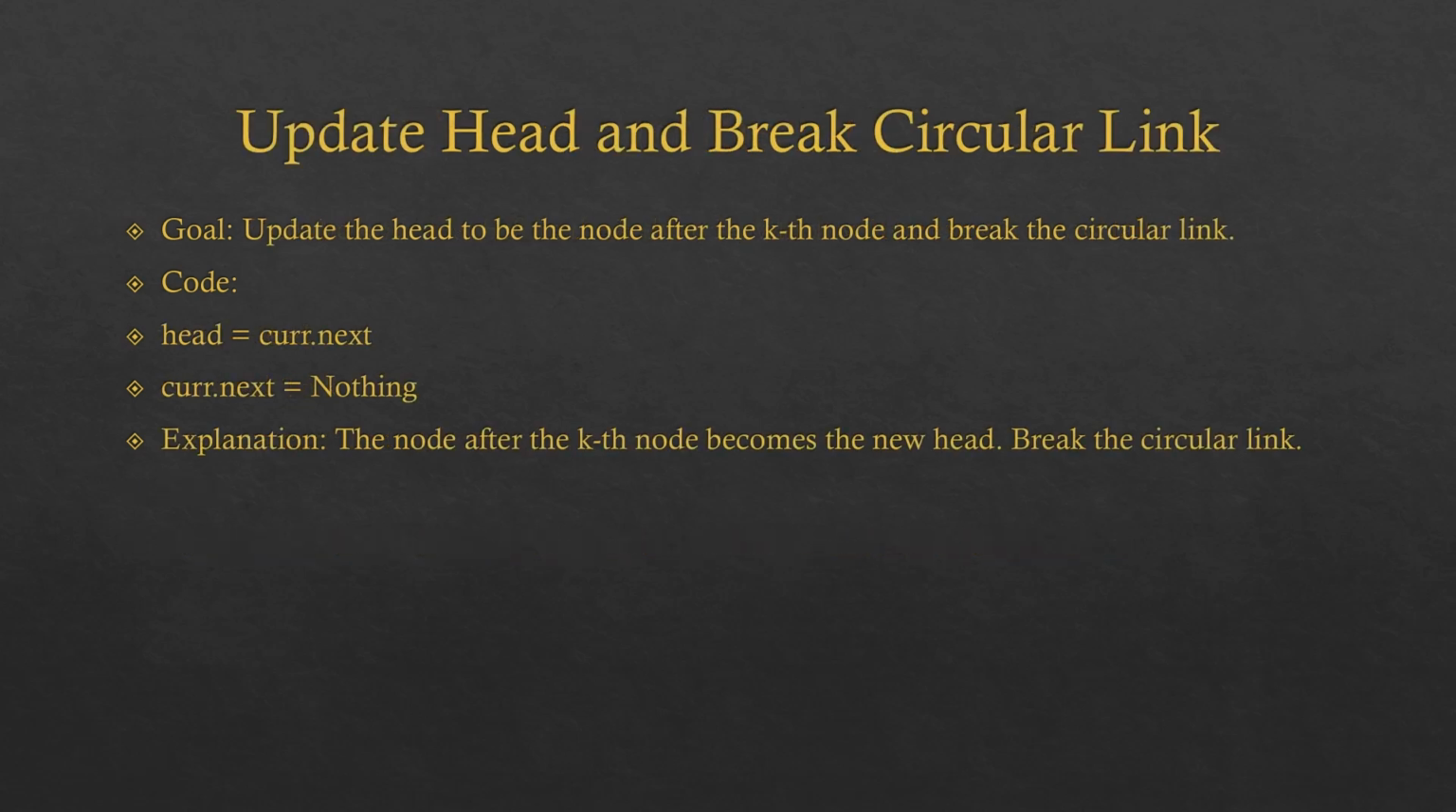After finding the kth node, we update the head of the list to be the node after the kth node. We then break the circular link by setting the next pointer of the kth node to null, thus completing the rotation.